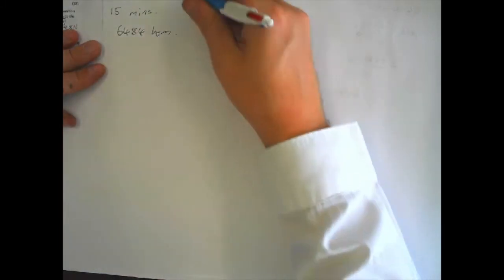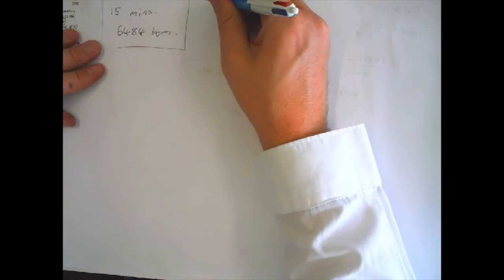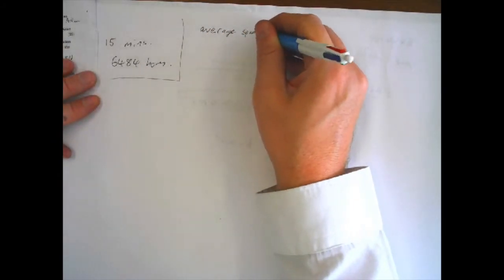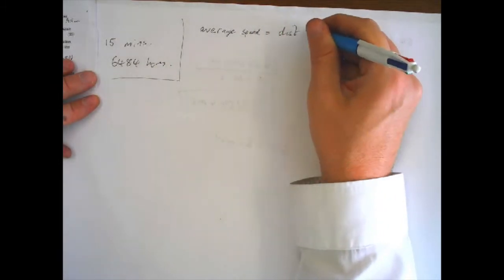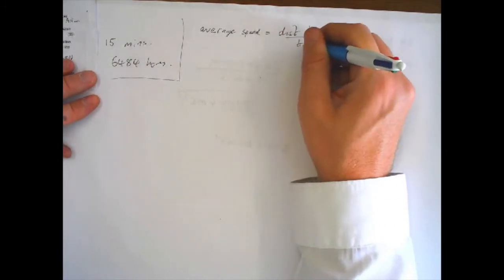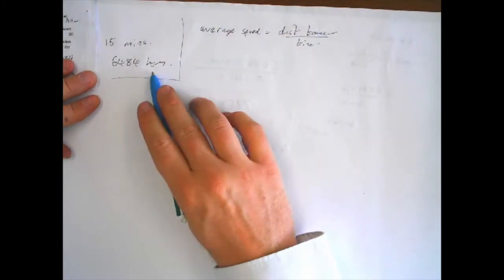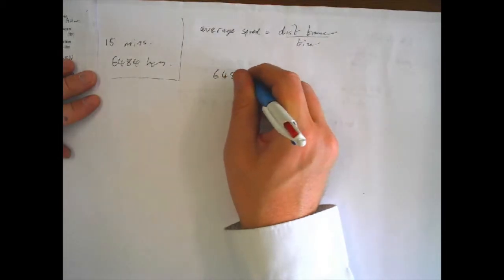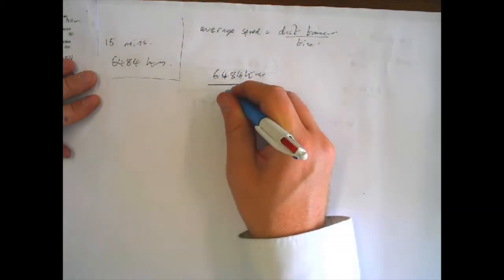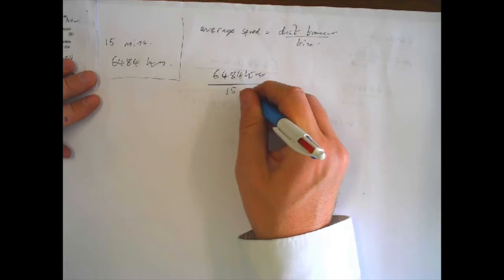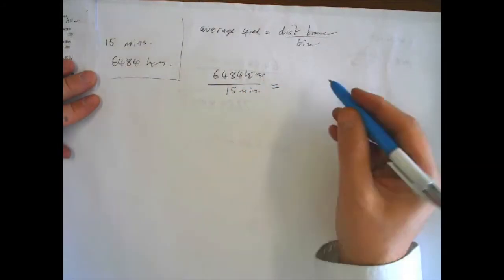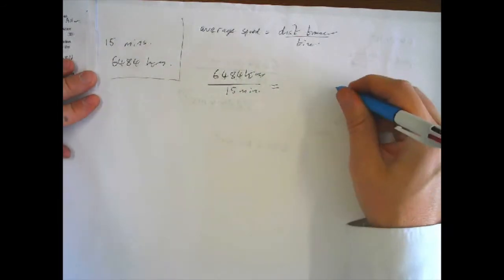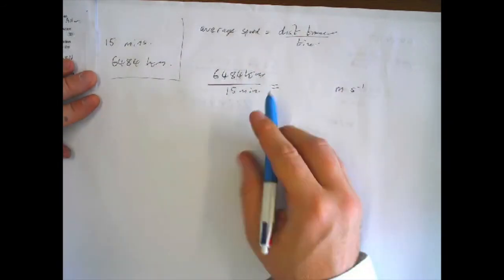Well, first off, always just write the formula you're going to use, even if it's a really simple one like average speed is equal to distance travelled over the time taken. Now, straight away, you might be tempted to just put in the values. So if you put in 6,484 kilometres and divide it by the time in minutes, which was 15 minutes, you would get a valid answer, but the units wouldn't work. Kilometres per minute are grand, but really we're looking at meters per second in physics. So it's a bit of a trap.